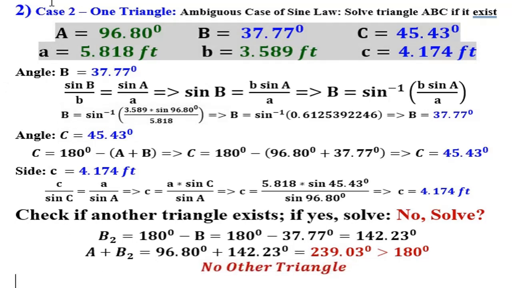That means the complete solution for this case number 2 is only one triangle with angles A, 96.8 degree given, B is 37.77 degree, C is 45.43 degree. Side A is 5.818 feet, that is given. Side B is 3.589 feet, that is given. Then C is 4.174 feet. And that completes the solution for this.